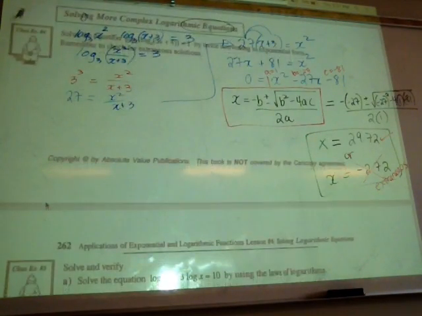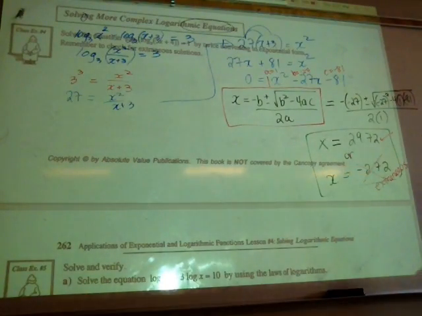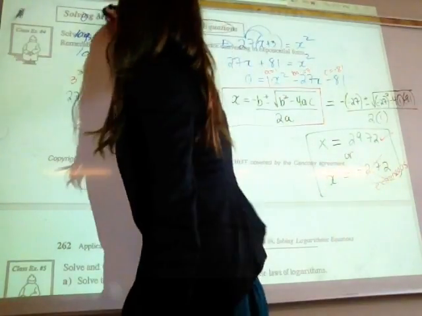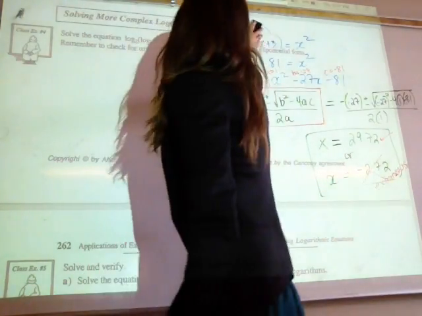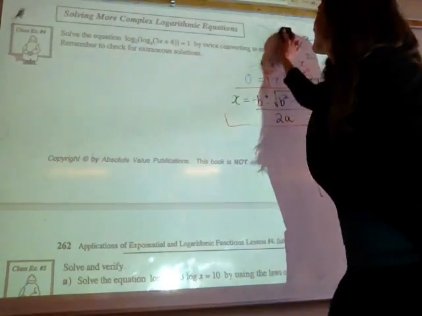Now for the complex ones, but actually they're not that complex. They're not too bad, don't worry.